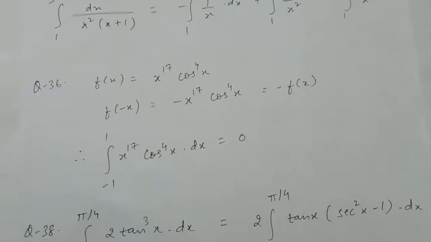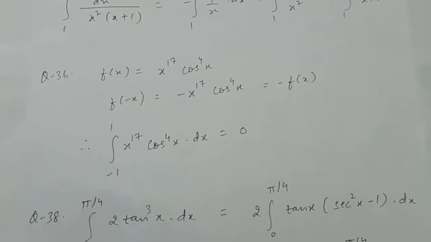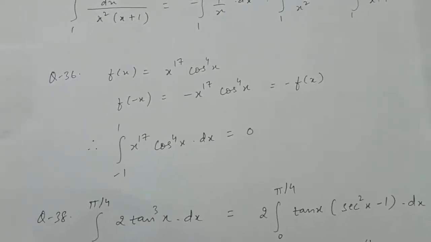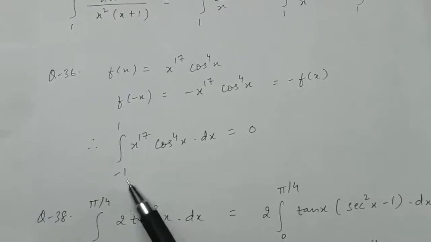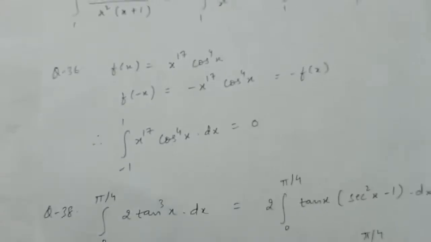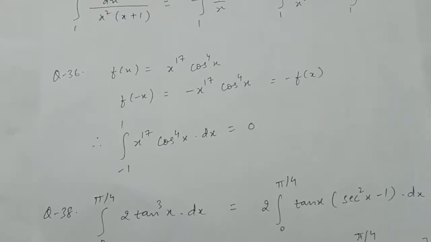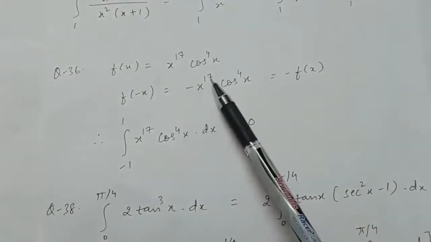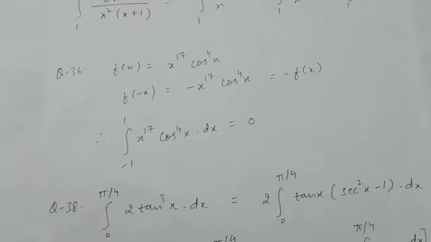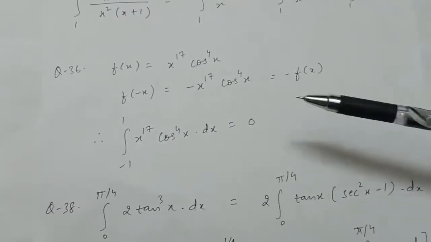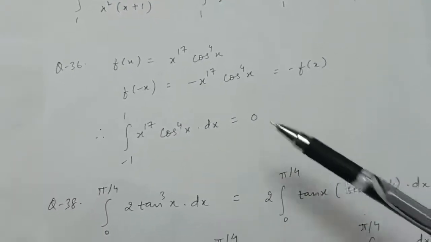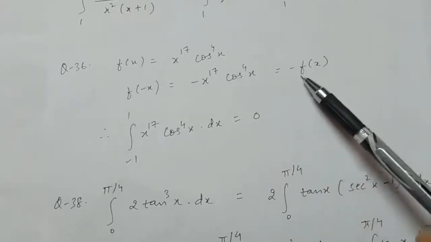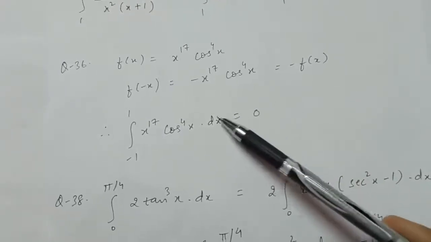Question number 36 is f of x is given as x raised to the power 17 into cos x raised to the power 4, and the limits you can see are from minus 1 to 1. Therefore we will check if this function is even or odd. For this find out f of minus x. So minus x raised to the power 17 is minus of x raised to the power 17, and cos of minus x raised to the power 4 will be cos x raised to the power 4. Therefore this will be equal to minus of f of x. Therefore the value of this integral will be 0.